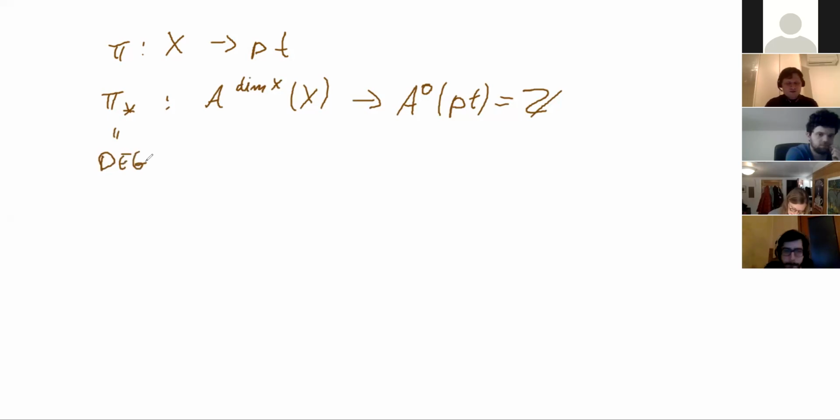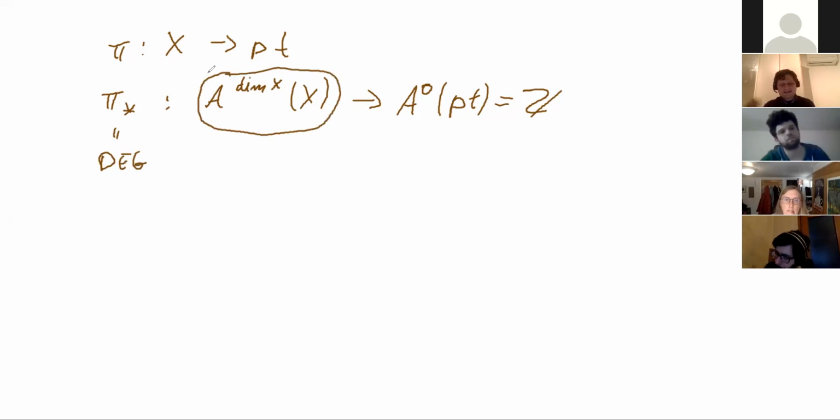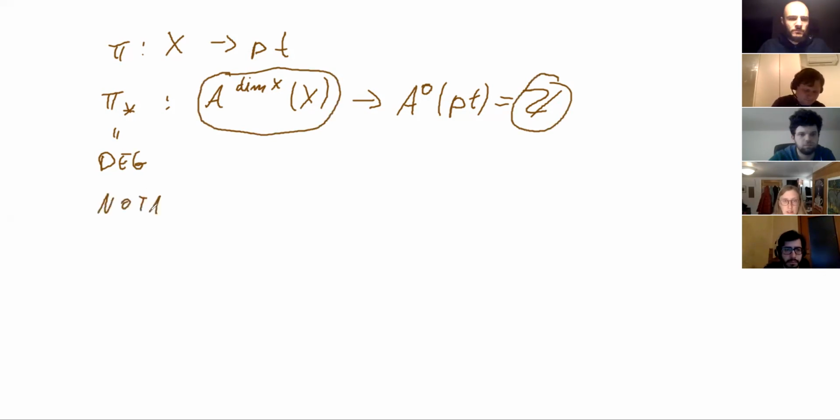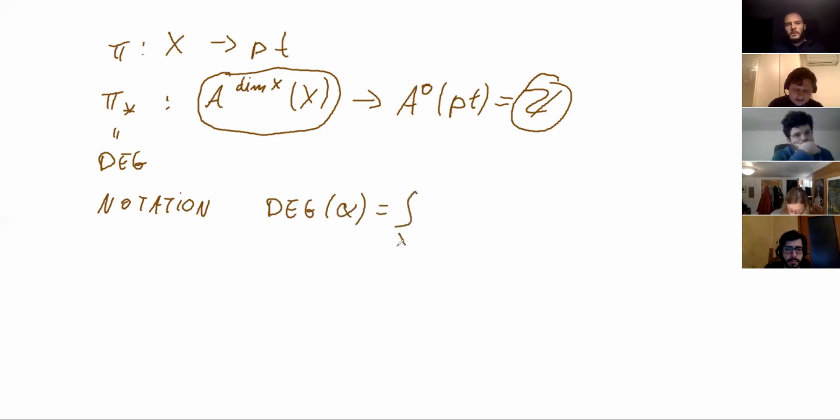So in other words, if we have a class of codimension equal to dimension of X, it is possible to associate to it an integer, so to talk about the degree of that. If this is just a class of a few reduced points, you will be just counting those points. And typically the notation for the degree of some class alpha is the integral over X of alpha. Okay, so this is push forward.